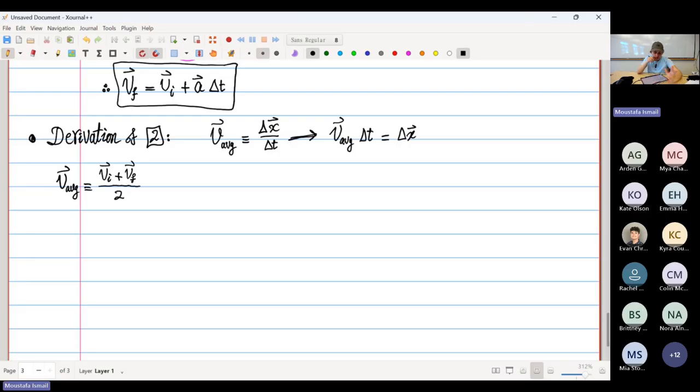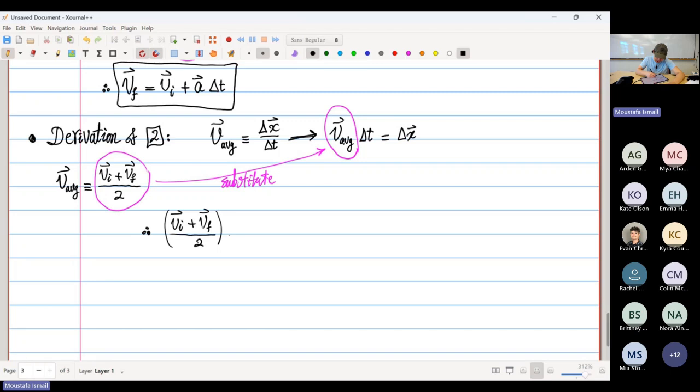Okay, so we're going to combine these two definitions. We have V average here and V average here equal to that. So I'm going to just substitute. And then I get V initial plus V final all divided by 2 and all multiplying delta t equals delta x. Okay, good.